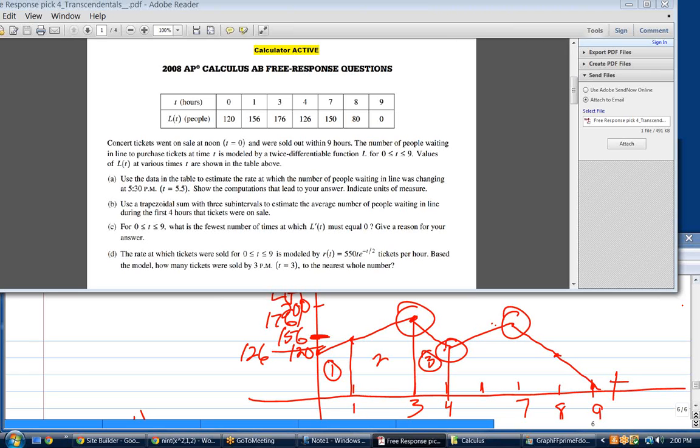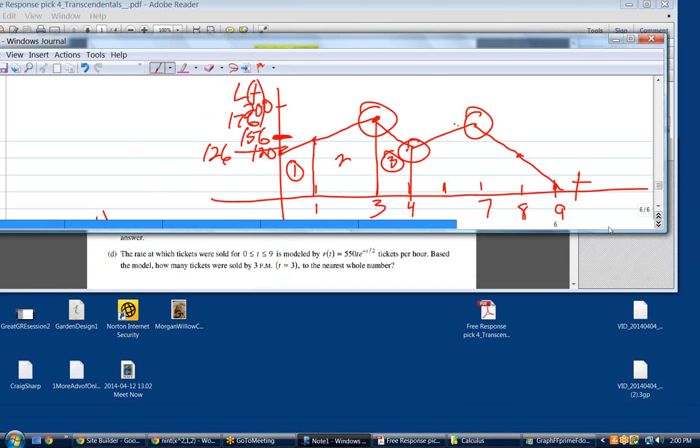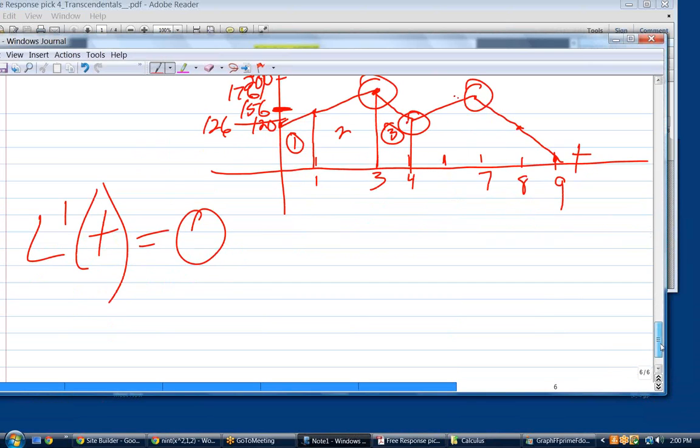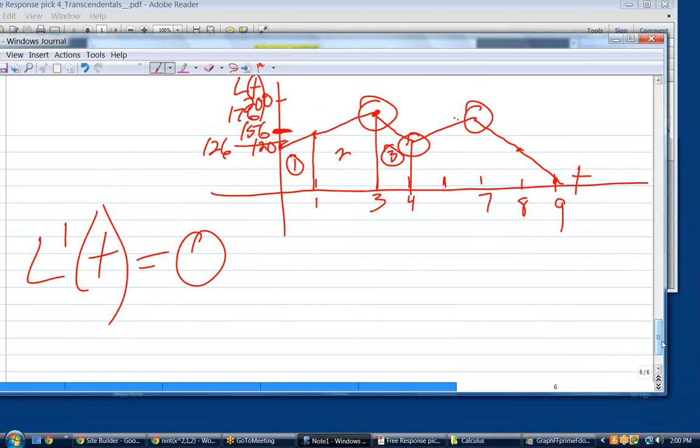Now, why did they say fewest? Because since we don't know the values in between, it could possibly hit 0 in between two of those points. It could have done something like this between hours 1 and 3. So we could have a lot more 0 sloped points than what our data is telling us just because we don't have enough data. But at a bare minimum, we know it changes direction 3 times.